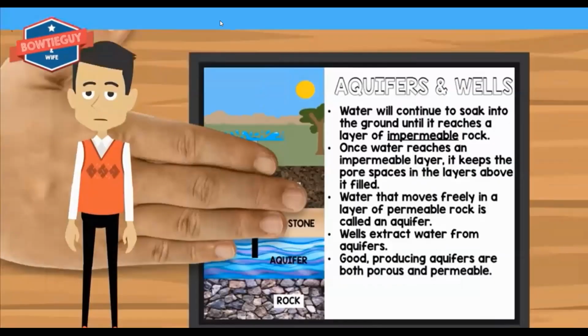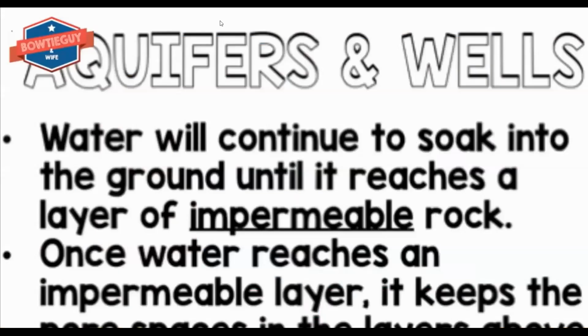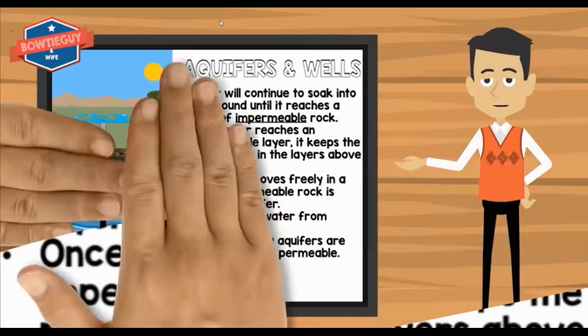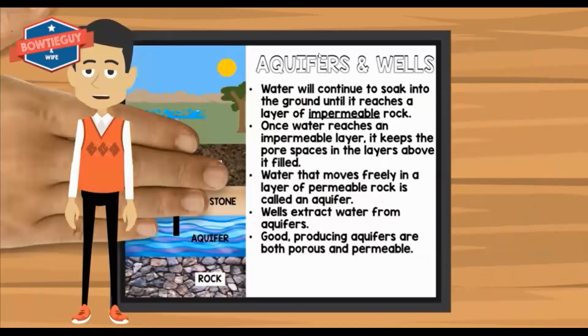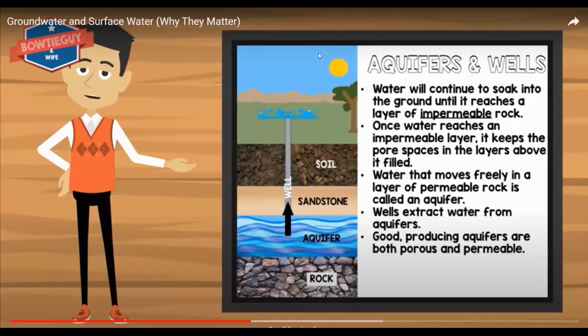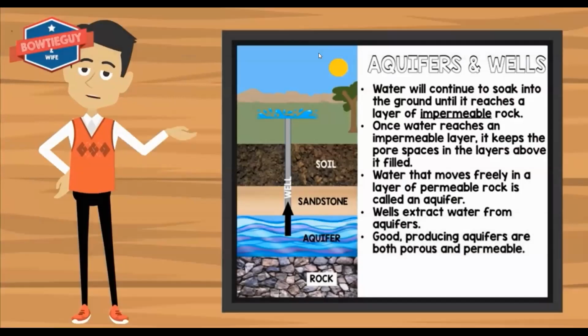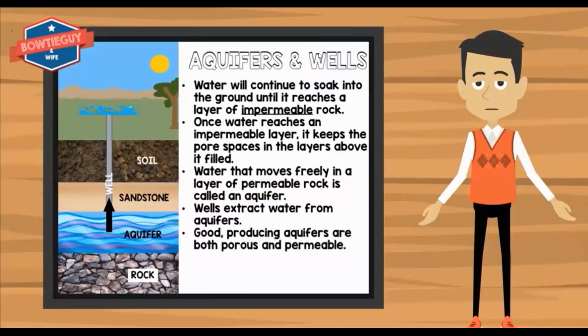What are aquifers and wells? Water will continue to soak into the ground until it reaches a layer of impermeable rock. Once water reaches an impermeable layer, it keeps the pore spaces in the layers above it filled. Water that moves freely in a layer of permeable rock is called an aquifer. Wells extract water from aquifers. Good producing aquifers are both porous and permeable.